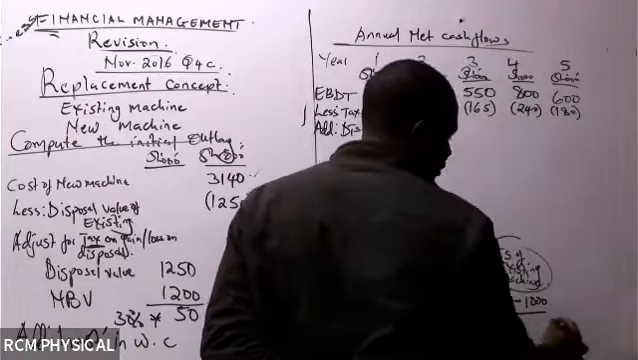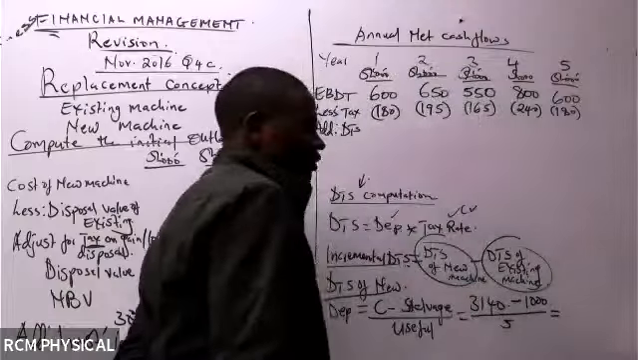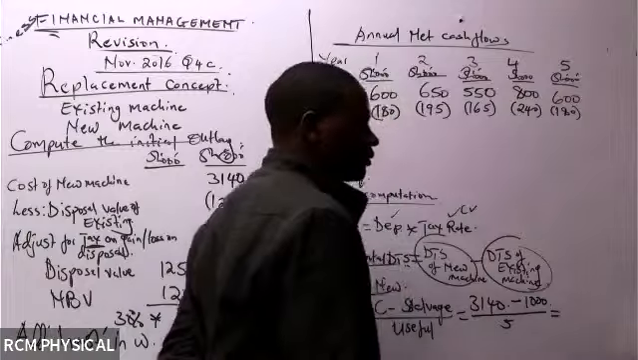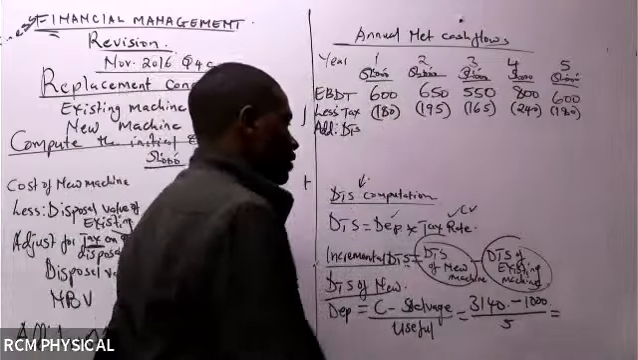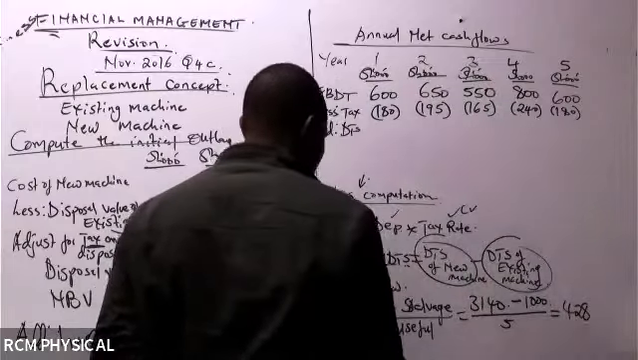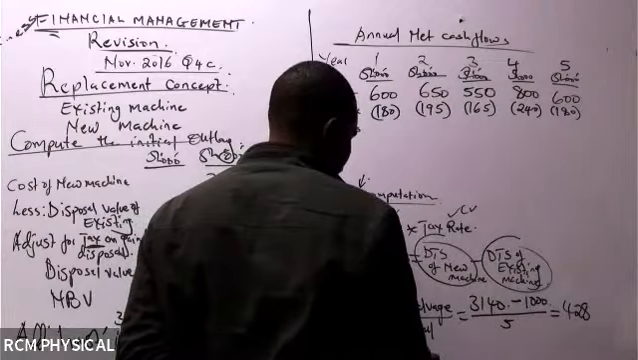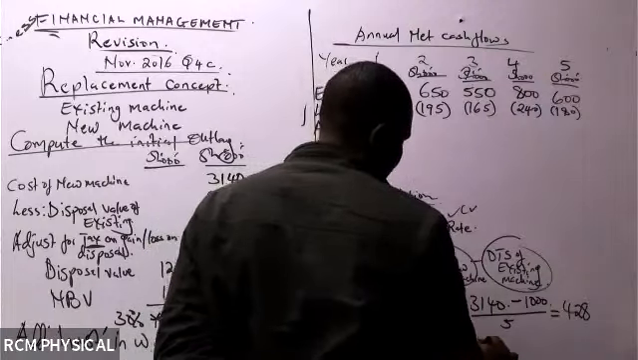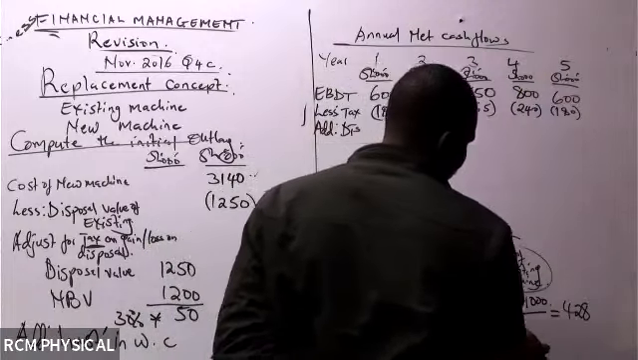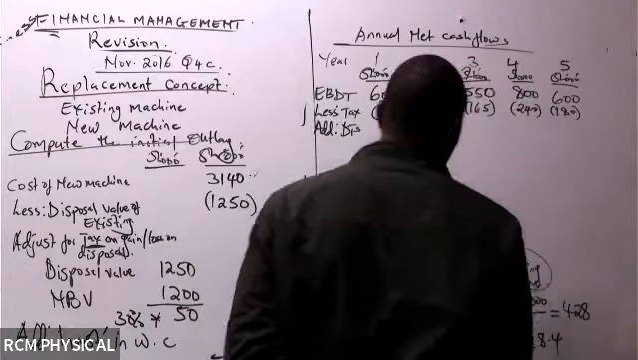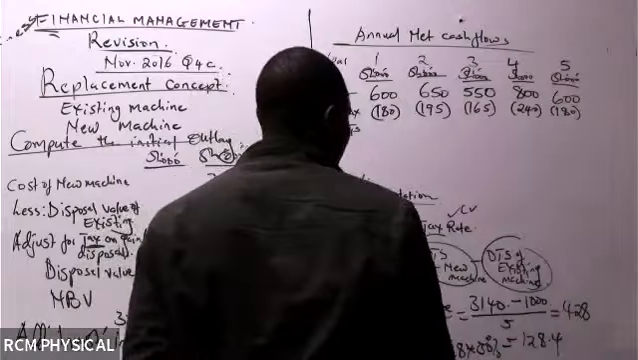So what is the depreciation? What is the depreciation percentage? The depreciation is 458. What is the tax shield of the new machine? That is 428 times 30%. So as we purchase, the tax shield will be 128. That is the tax shield of the new machine.